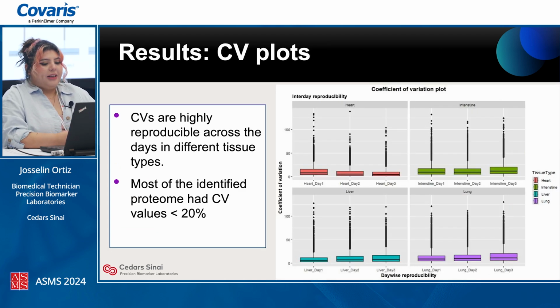And so, as I previously mentioned, one of the biggest hurdles that we can face is reproducibility, but it's also one of the key measures for locking in a developed workflow. And so we really wanted to make sure that our numbers didn't just look good, but that our numbers were reproducible across the different days. And we did in fact find that to be the case. So all of our identified proteome had CV values below 30%, and most were even below 20%.